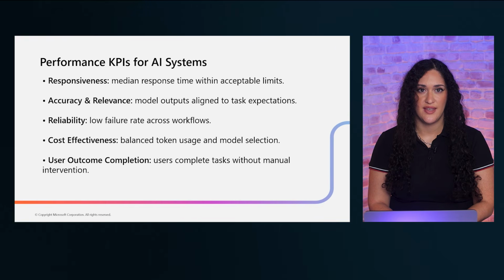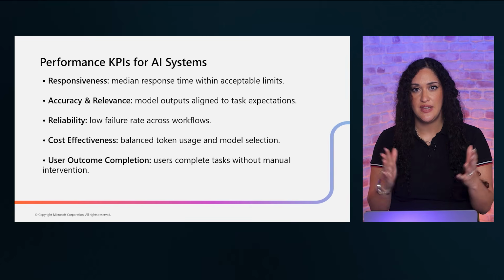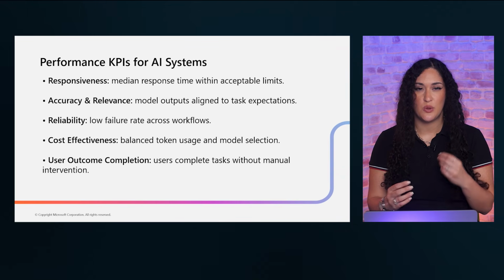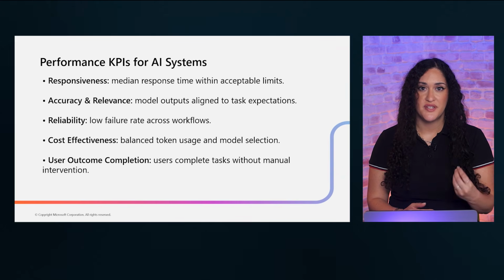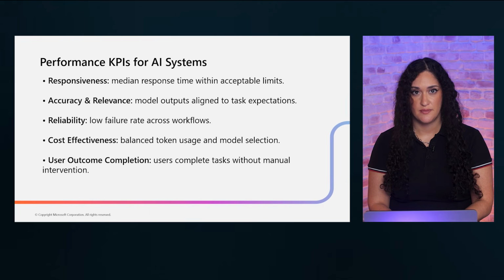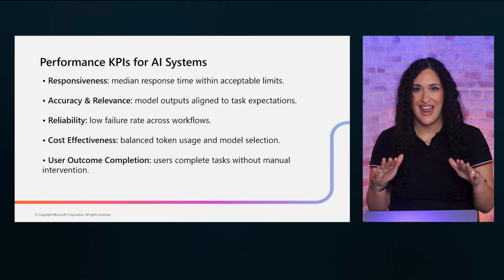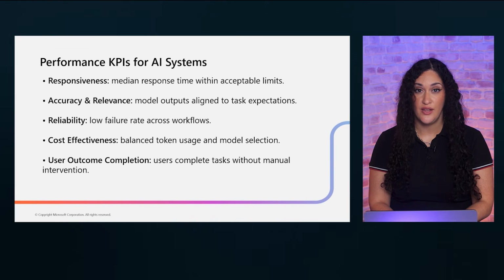Performance KPIs for AI systems should be clearly defined and aligned with business goals. Responsiveness means the median response time stays within acceptable limits, not just the average, the median, because it better represents typical user experience. Accuracy and relevance ensure model outputs align with task expectations. Reliability means a low failure rate across all workflows, not just the happy paths.